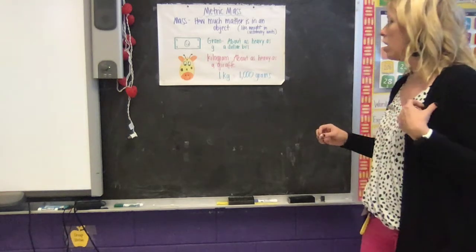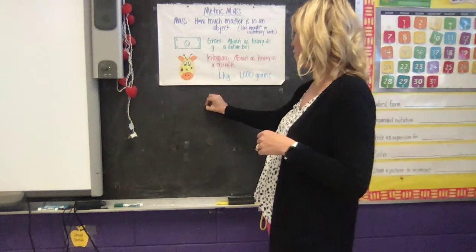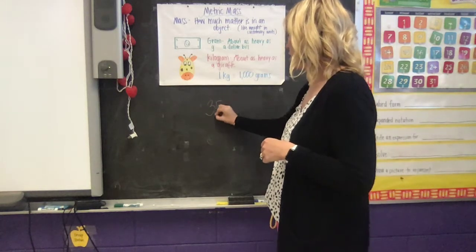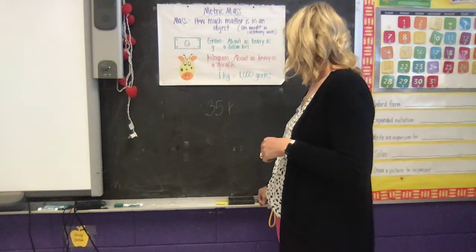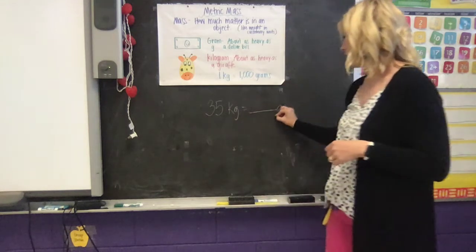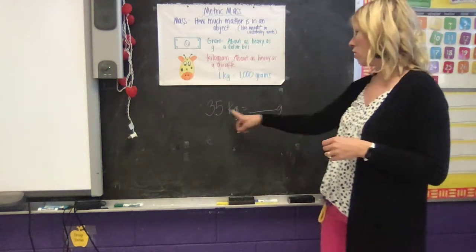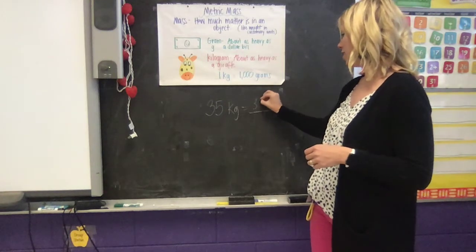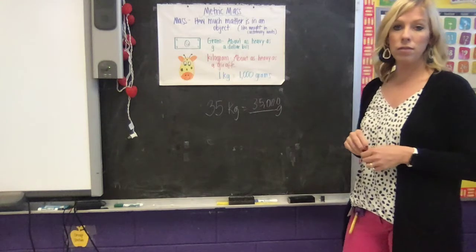All right. So if we talk about converting a little bit, if I have 35 kilograms, how many grams is that going to be? Well, I know there's 1,000 grams in a kilogram, so 35 times 1,000 is going to be 35,000 grams. Okay.